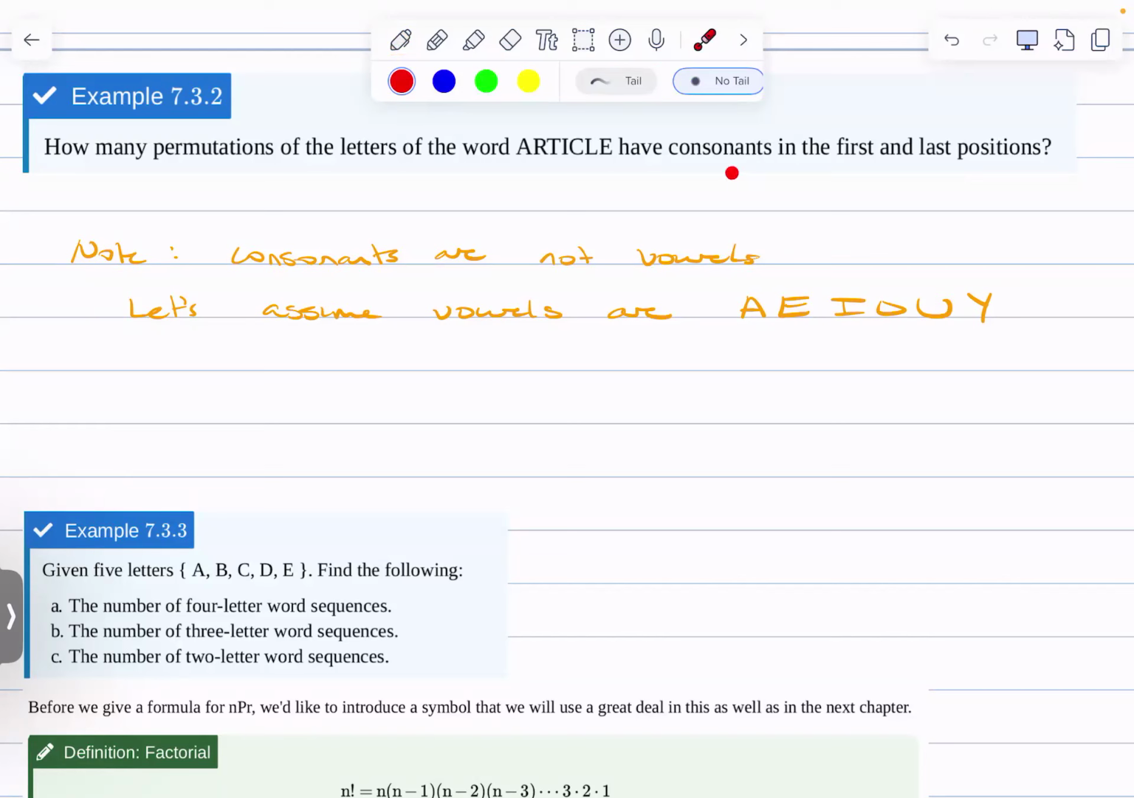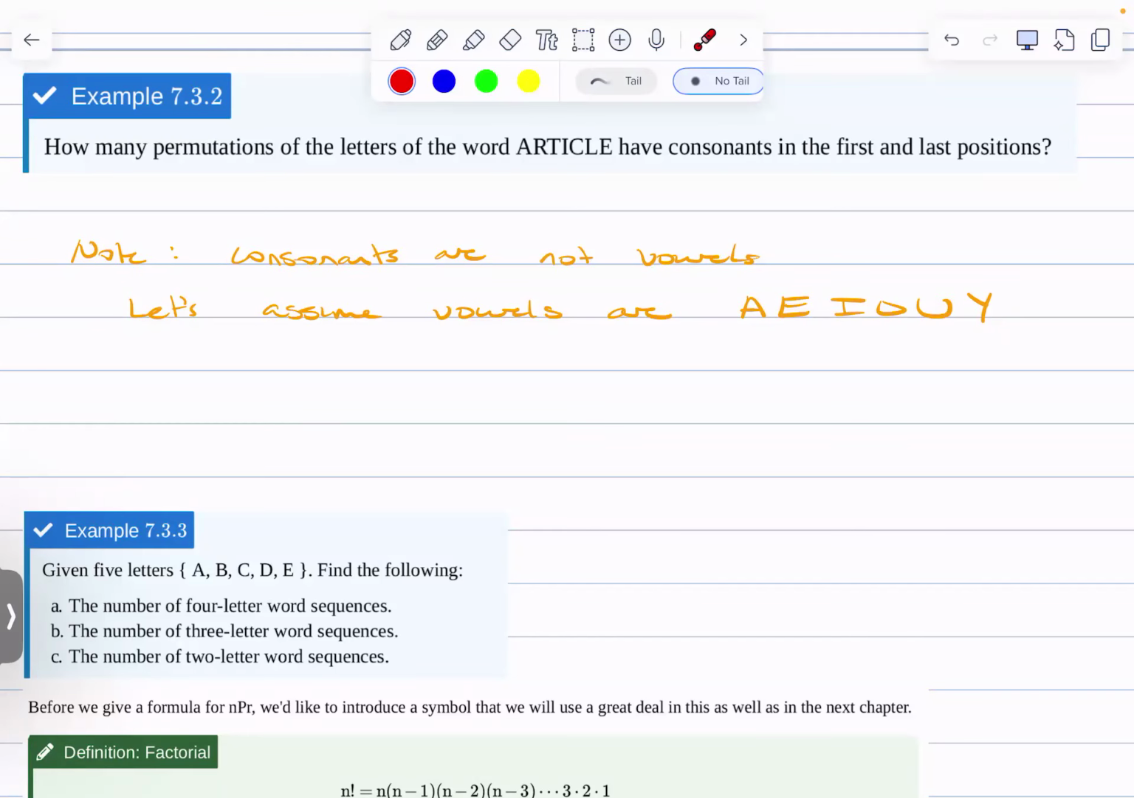Obviously, I'm not going to ask you about consonants and vowels without telling you what they are on a test. So if I wanted to ask a question like that, I would tell you if Y is considered a vowel or not.